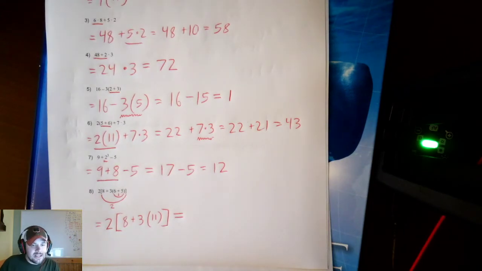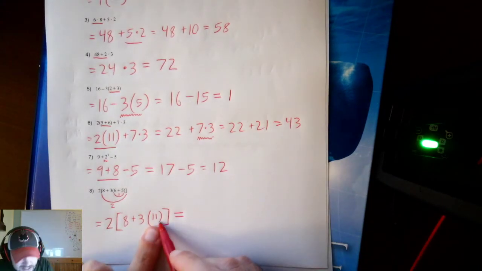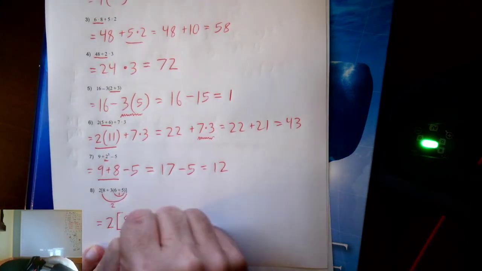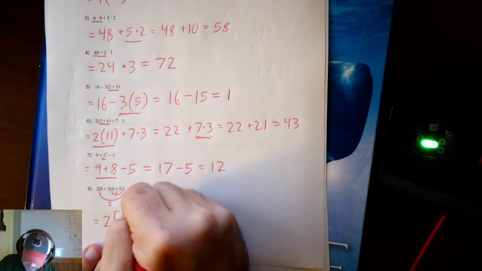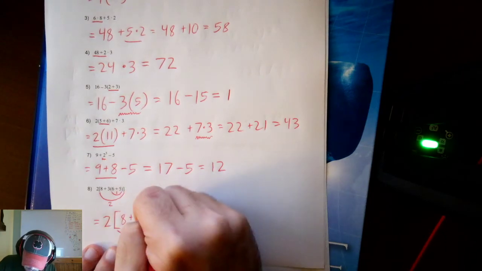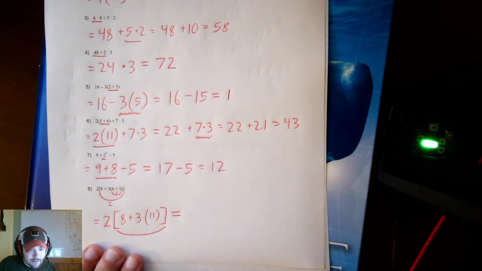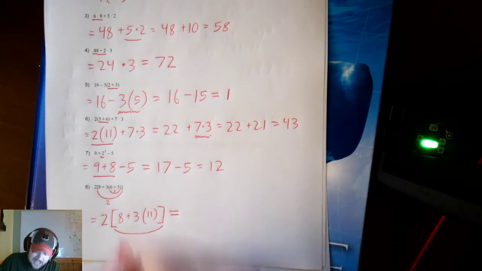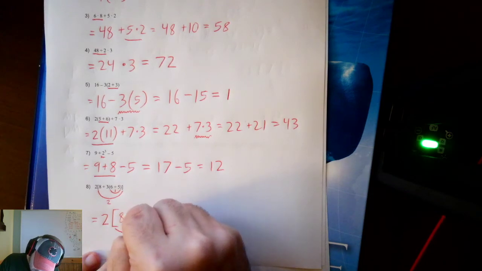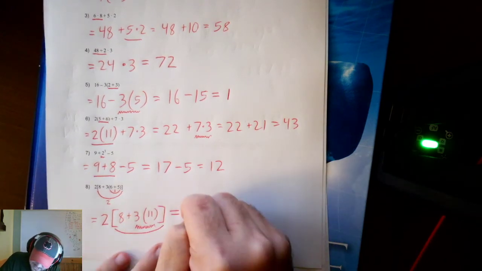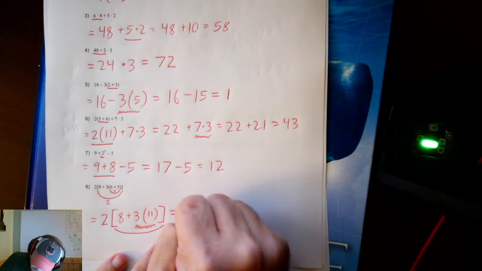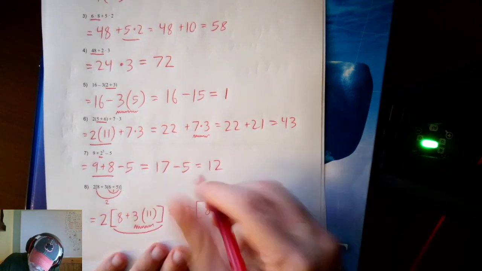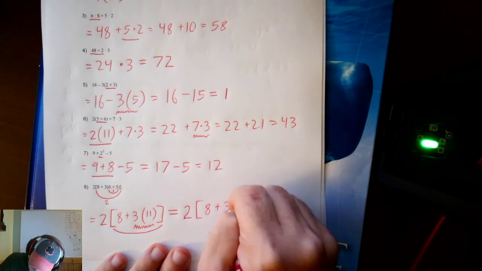Now, where do I go from here? I'm done inside this parentheses, but I still need to sort out this bracket. Which step do I do first, addition or multiplication? That's what's right here, right? I've got plus and times. Which comes first? Well, times comes first, right? I want to do 3 times 11 next. So I've got 2, bracket, 8 plus 3 times 11 is 33.